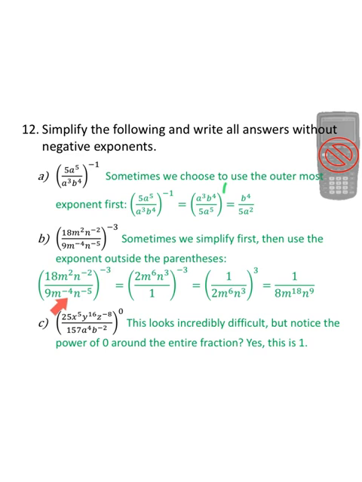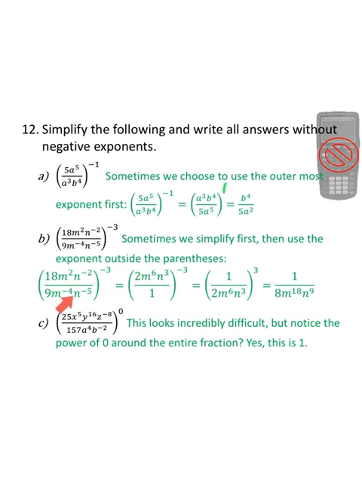So given my problem, 18 divided by 9 is 2 over 1. M squared and m to the negative 4. If I'm dividing two things with the same base, m, I subtract their exponents. 2 minus a negative 4 becomes 2 plus 4, which gives us m to the 6th.